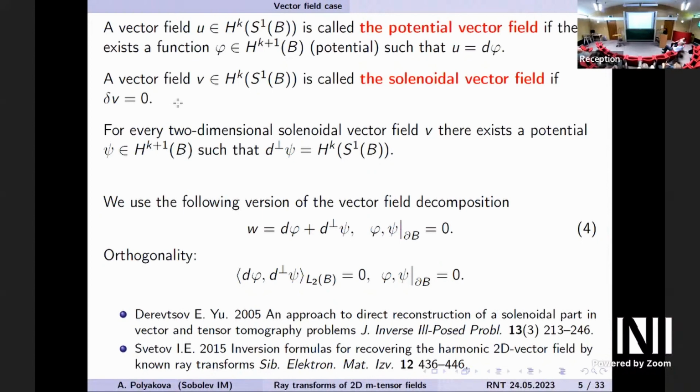There is a proof that this decomposition is true for our case in the paper. This improvement is big enough, and I can show it here, that you can find. We have this decomposition, and the parts of the sum are orthogonal in the sense of the inner product in L2.